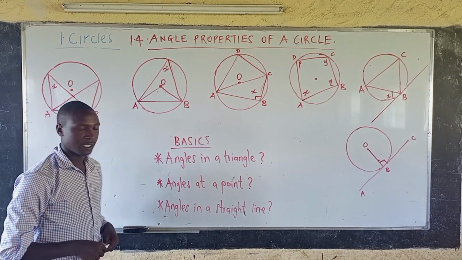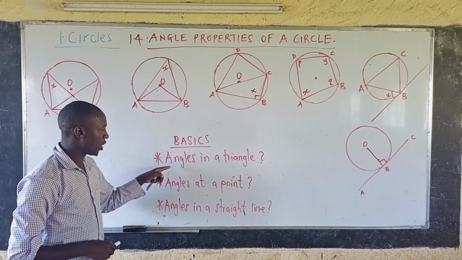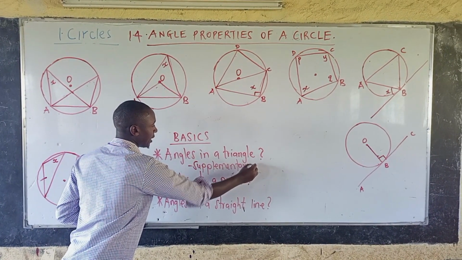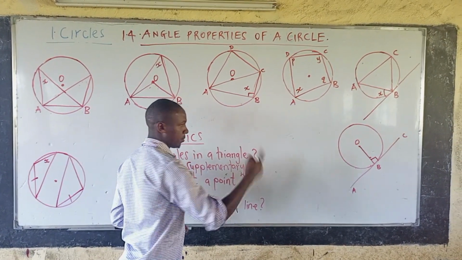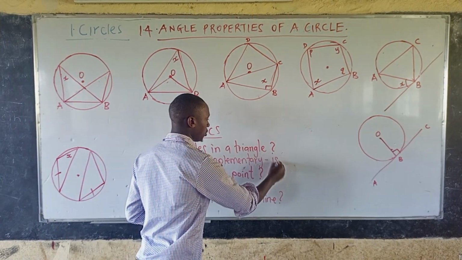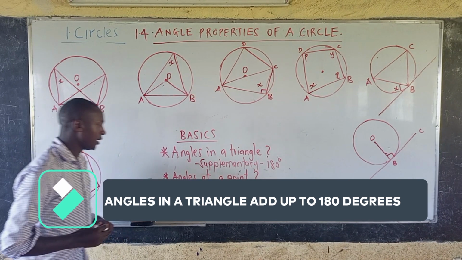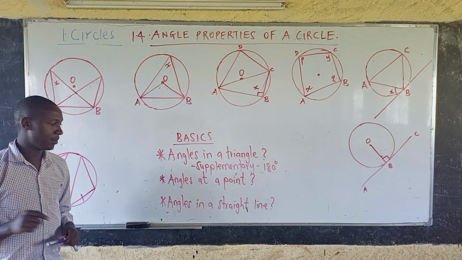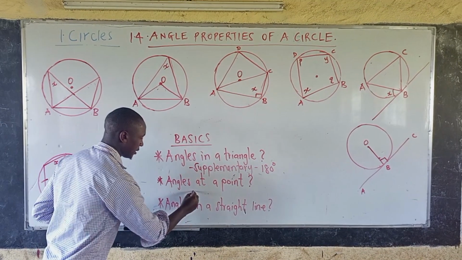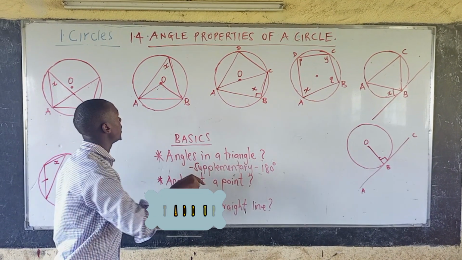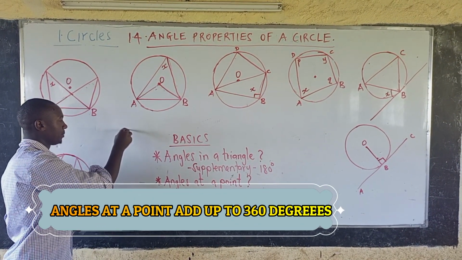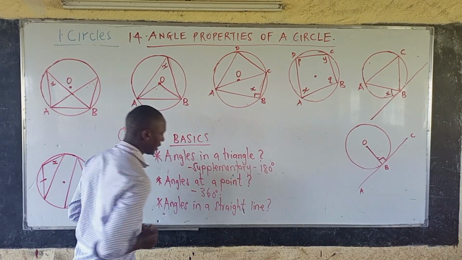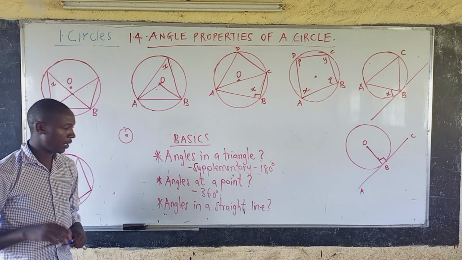The first basic that you should know is that angles in a triangle are supplementary. Supplementary means the sum of the three angles in a triangle must add up to 180 degrees. What about angles at a point? Angles at a point must all add to 360 degrees. So if you sum all the angles at a point like this one, they must all add up to 360 degrees.